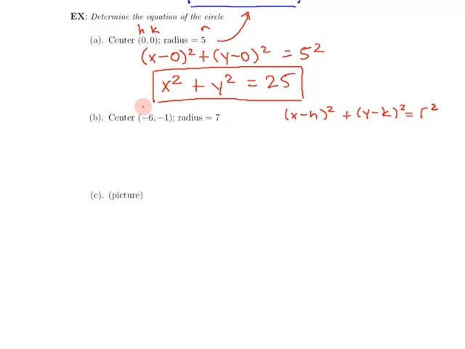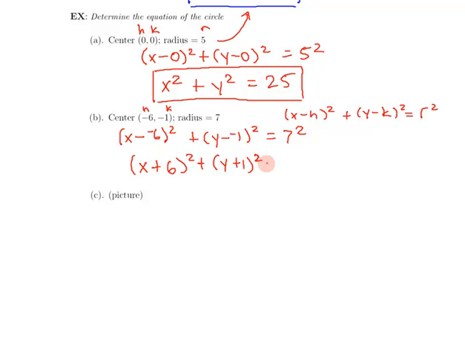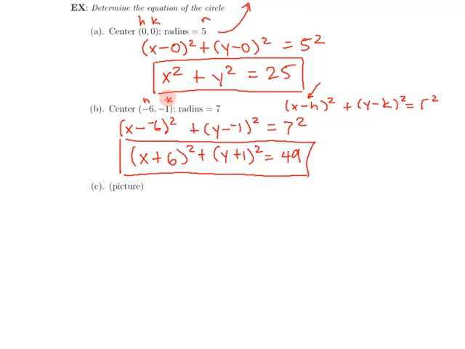Now in this case, h is negative 6, k is negative 1. So x minus negative 6 squared plus y minus negative 1 squared is equal to 7 squared. Or if I simplify that, that's x plus 6 squared plus y plus 1 squared is equal to 49. There's no need to multiply that out further. This is the equation of that circle.